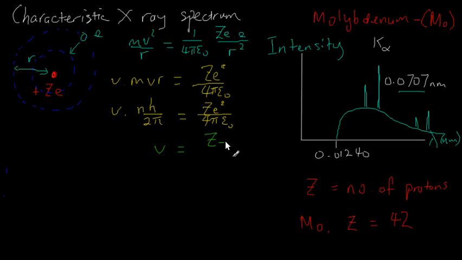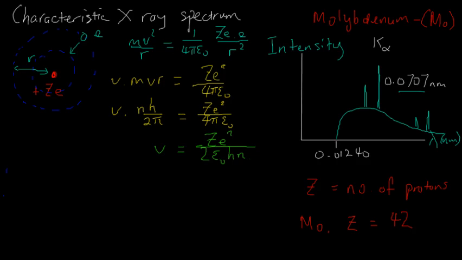Ze squared over 2, the pi and the pi cancel, epsilon naught, the nh comes down here. So that gives us the v. Okay, and with this v, we are ready to calculate the total energy.